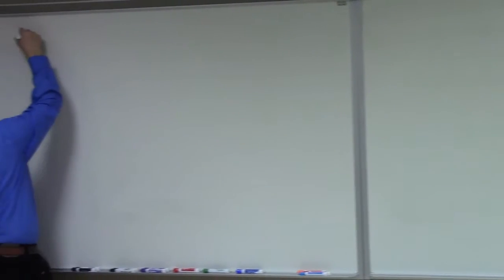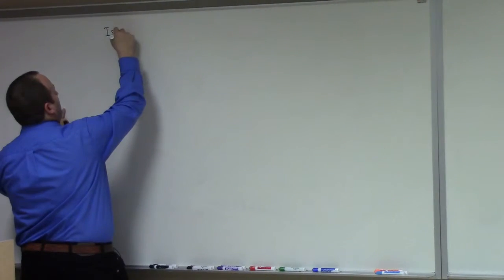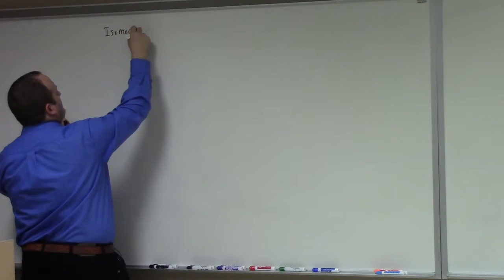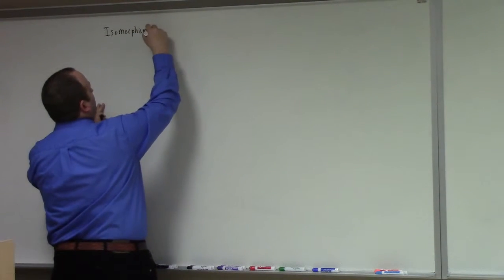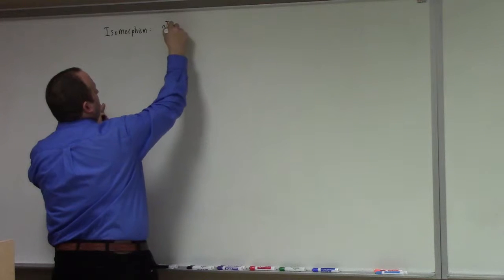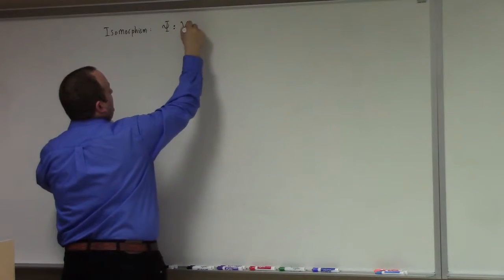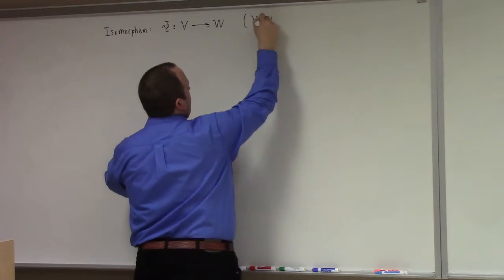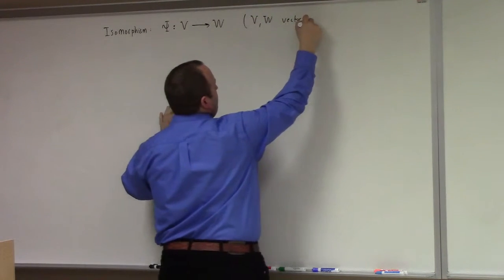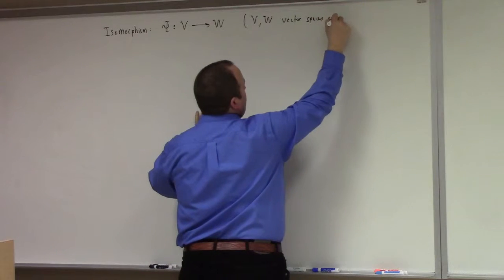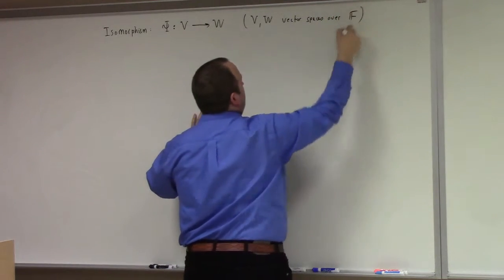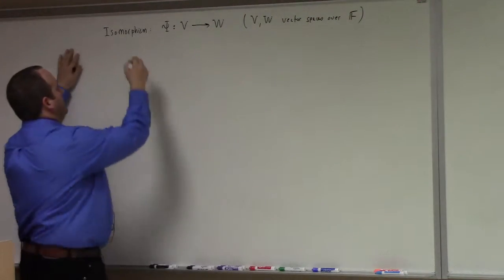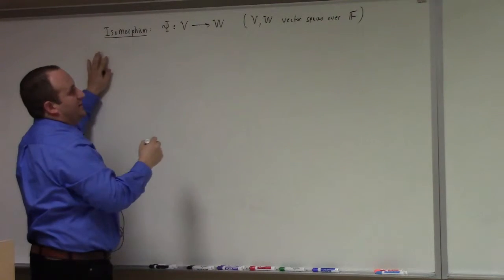All right, so hopefully you guys know a little bit about isomorphism now. So what is an isomorphism? Isomorphism is what? If you have a mapping psi that goes from, say, vector space V to vector space W, V and W vector spaces over some field F, then what does it mean to say that psi is an isomorphism?